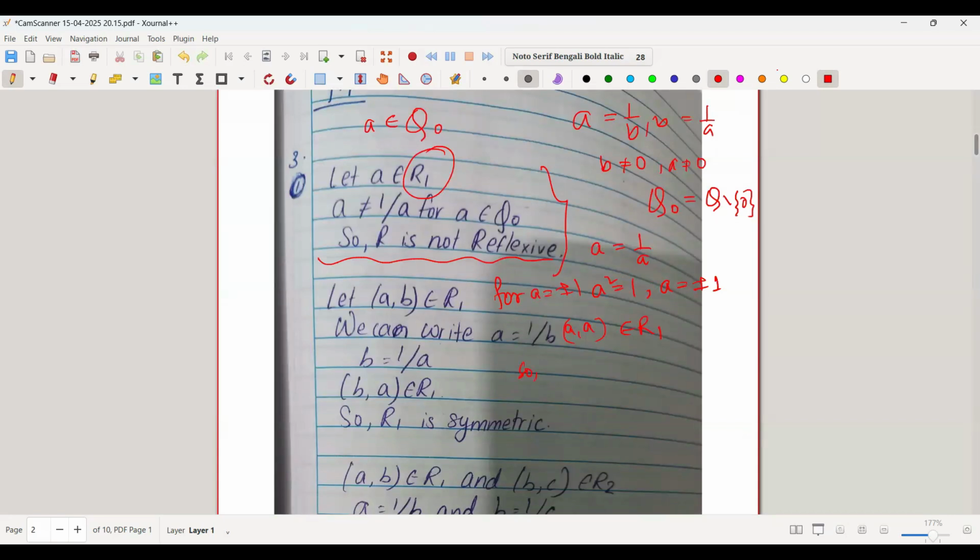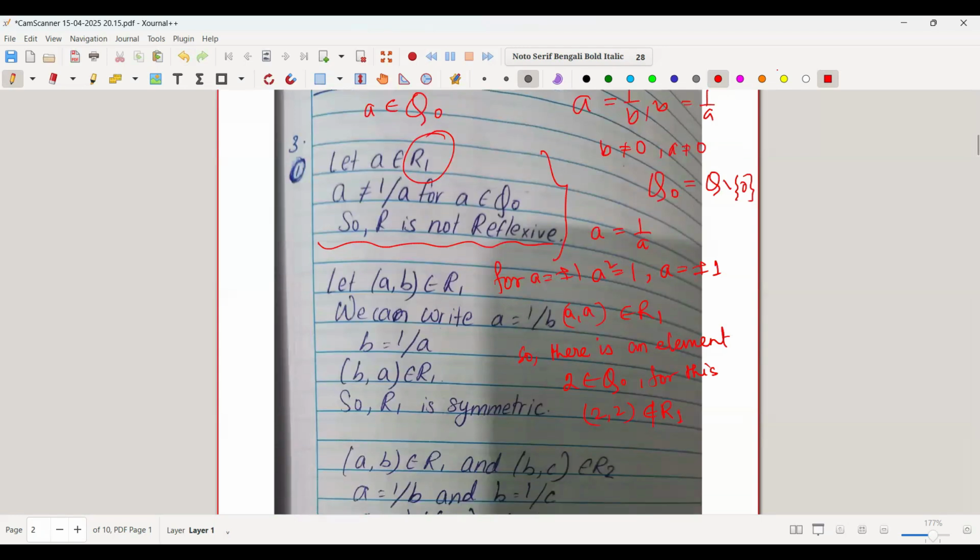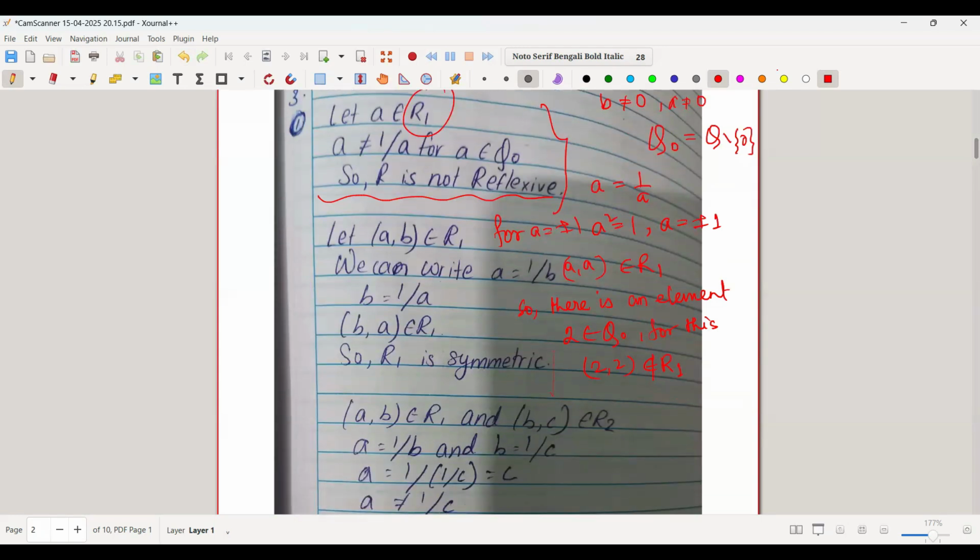So there is an element 2 belongs to Q0 for which (2, 2) does not belong to R1. That means R1 is not reflexive.